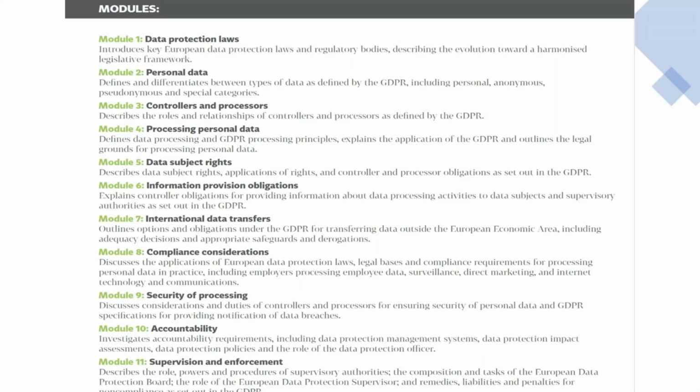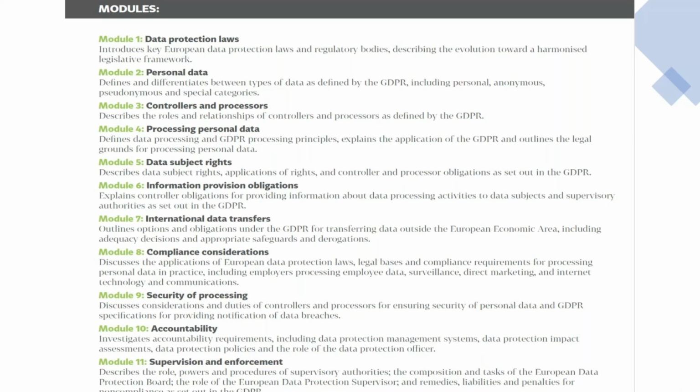And the second core section is about surveillance, and specifically the different types of surveillance. And the third is direct marketing. And the fourth topic is recent internet-based technologies and their impact on data privacy. Okay, so that is the compliance considerations chapter, module 8.